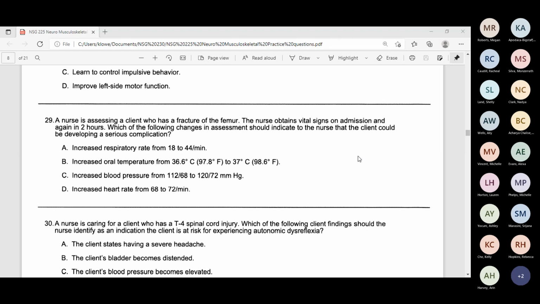So we can look at the rest and see, well, they're still normal. They're not changing very much. But that respiratory rate is definitely our abnormal, and so it'd be A.